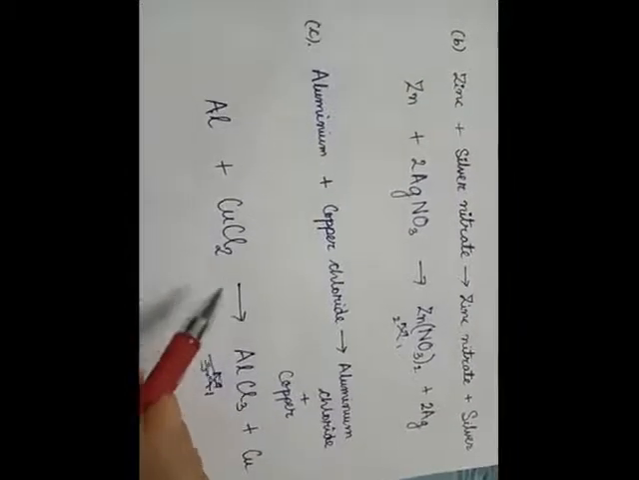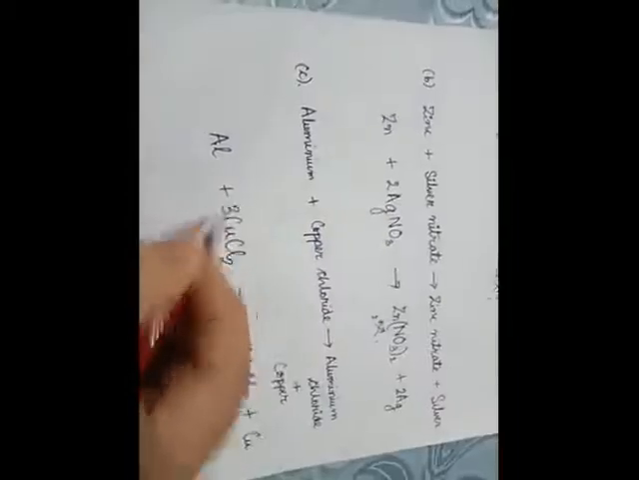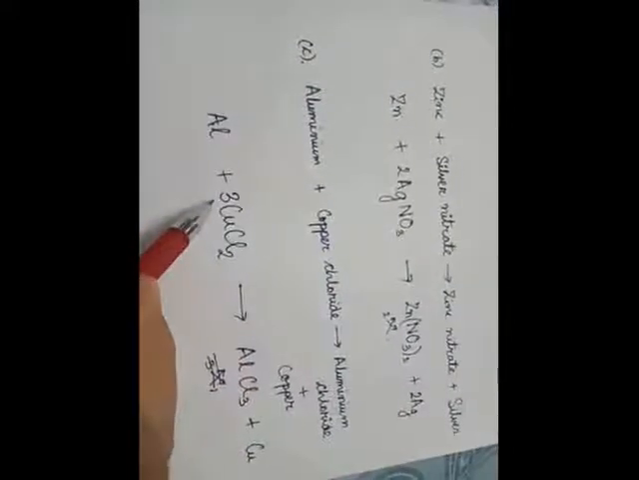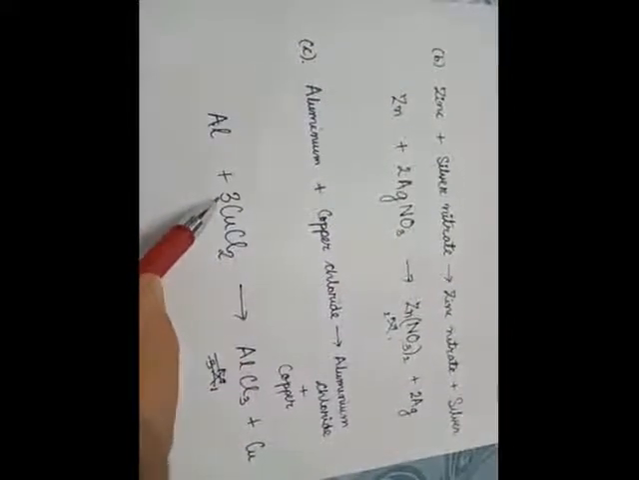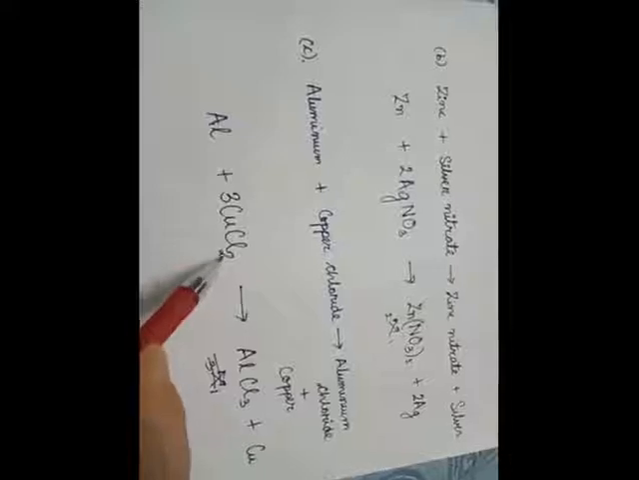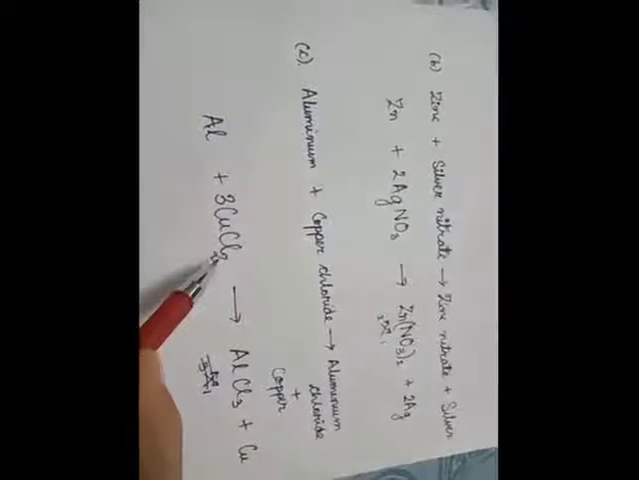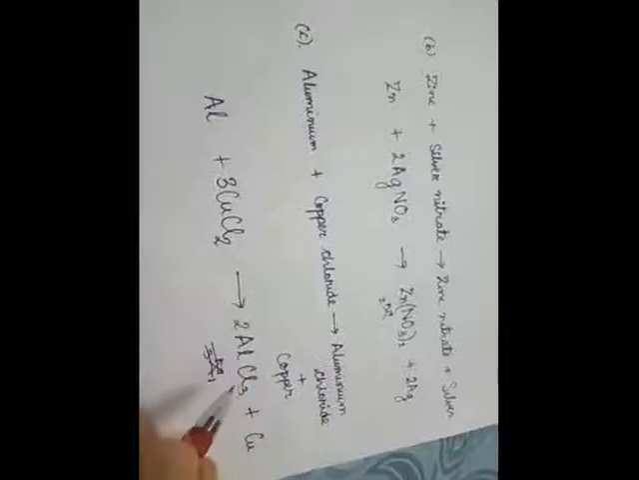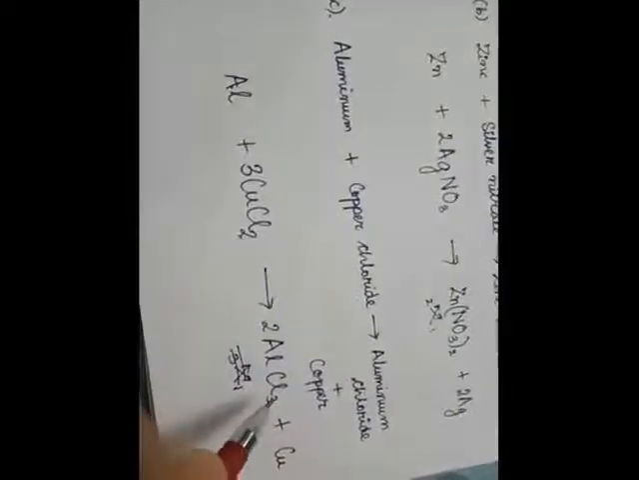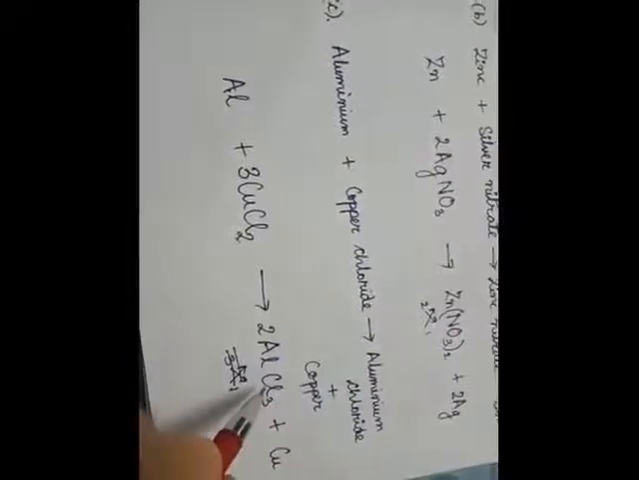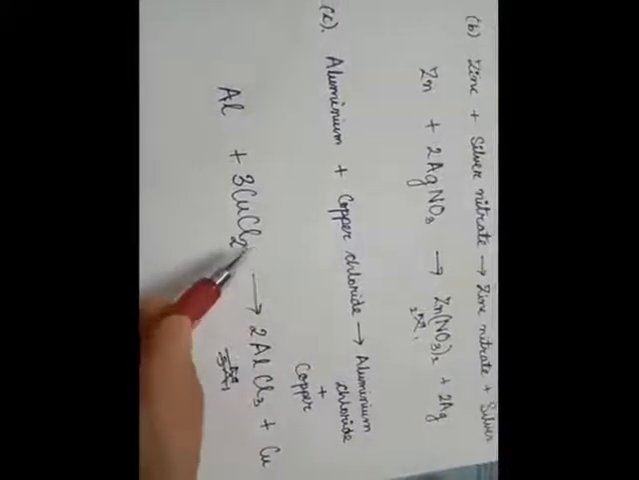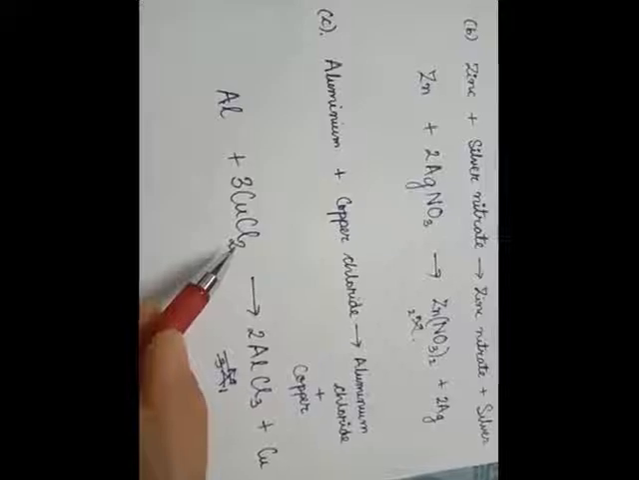So to make it even and matching, we'll put a 3 here. What happens because of this 3? The number of chlorine atoms has become 2 into 3, 2 threes are 6. So 6 chlorine atoms here. On the other side, to make 6, we'll put a number 2 in front of the formula. So here also the number of chlorine atoms is 3 into 2, which is 6. So 6 chlorine atoms here and 6 chlorine atoms here.